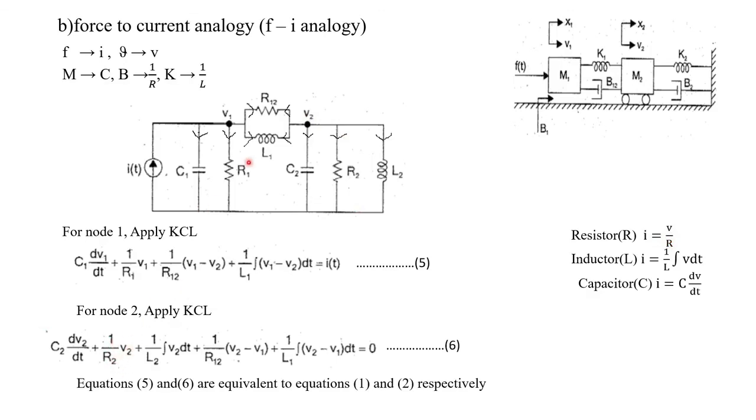This V2 is nothing but V2 minus 0, the voltage drop across the resistor. The next element is an inductor. For the inductor, what is the current? 1 by L into integral V dt. So 1 by L2 into integral V2, where V2 is nothing but the voltage drop across L2. Here this is at V2 voltage. Along this line the voltage will be V2, along this line the voltage will be 0. For this inductor L2, one end is at V2, the other end is at 0 volt. So V2 minus 0 into dt, or we can write it as V2 into dt.